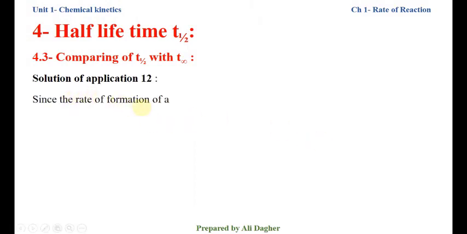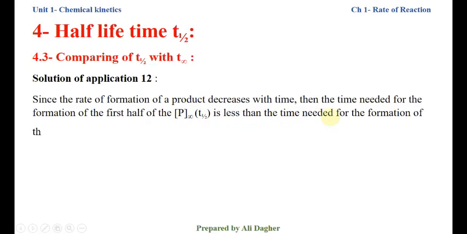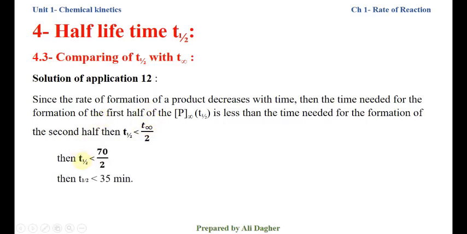Since the rate of formation of a product decreases with time, then the time needed for the formation of the first half of the concentration of product at infinity, which is T half, is less than the time needed for the formation of the second half. Then T half is less than T infinity over 2. T infinity in this case equals 70, then T half is less than 70 over 2, therefore T half is less than 35. This is the correct answer.